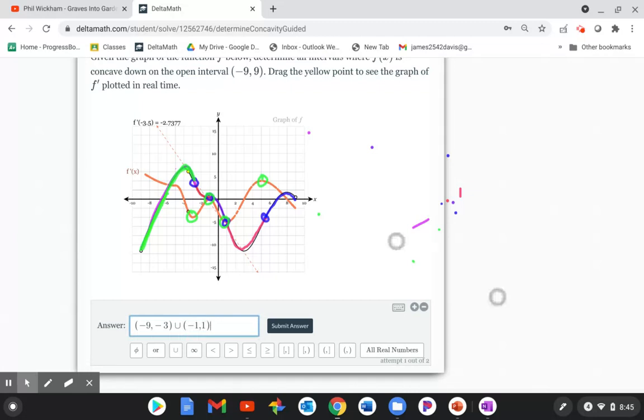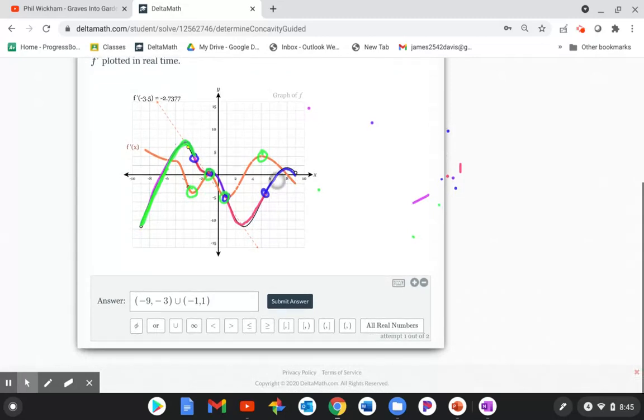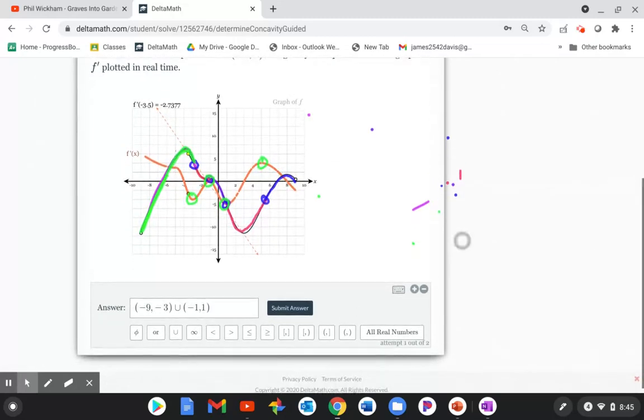And then it's back to concave up from this inflection point to the next inflection point here. Concave up, and then it switches back to concave down for that last little stretch there. Last little stretch is concave down. So that would be from, it looks like 5, right? 5 is where that max is, to +9.